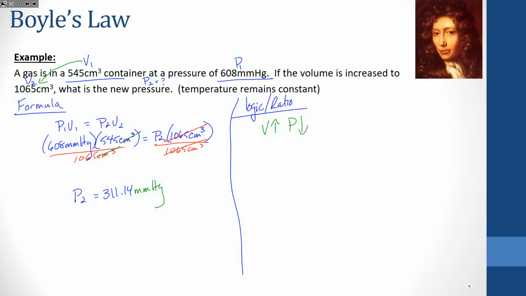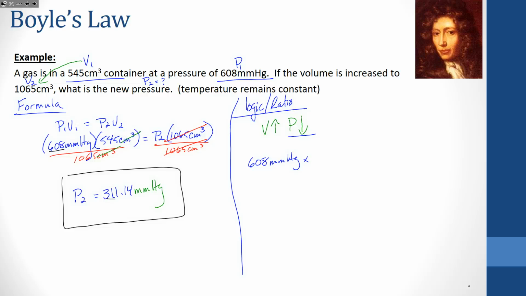If we're increasing the volume, we're decreasing the pressure. So what we're going to do is we're going to take the pressure we have, so 608 millimeters of mercury, and we're going to multiply by a ratio of the two volumes to make this number get smaller because we want a lower pressure. Pressure 2 should be lower. If we go back to the formula method, we know that the volume's going up, so the pressure should go down, and this is a way to check. Did our pressure go down? It was 608, now it's 311.